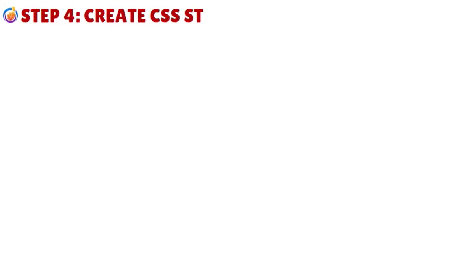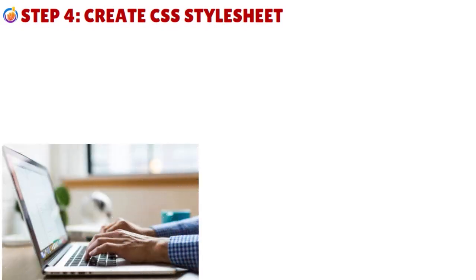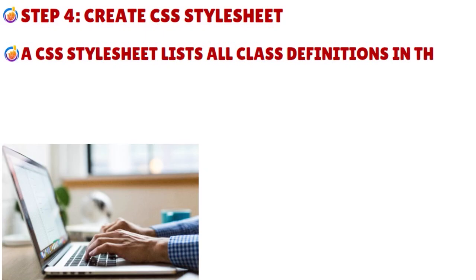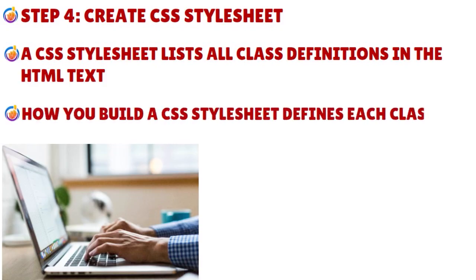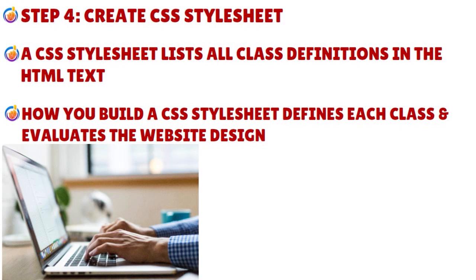Step number four, you need to create CSS style sheets. Every element in an HTML document has a location, and their alignment affects the web page's structure and look. CSS documents are not. Style sheets are CSS files. A CSS style sheet lists all class definitions in the HTML text. Class definition order is usually not important for basic designs. How you build a CSS style sheet defines each class and evaluates the website design. Okay, so that's something to really think about.